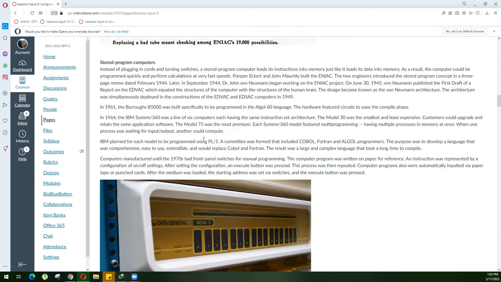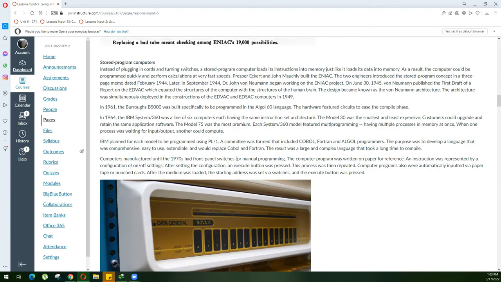In 1964, the IBM System 360 was a line of six computers, each having the same instruction set architecture. The Model 30 was the smallest and least expensive. Customers could upgrade and retain the same application software. Model 75 was the most premium.